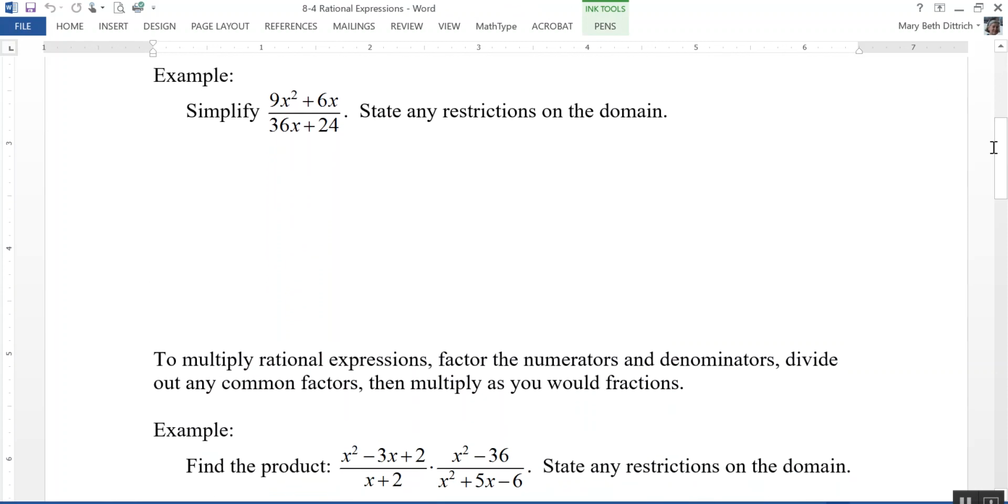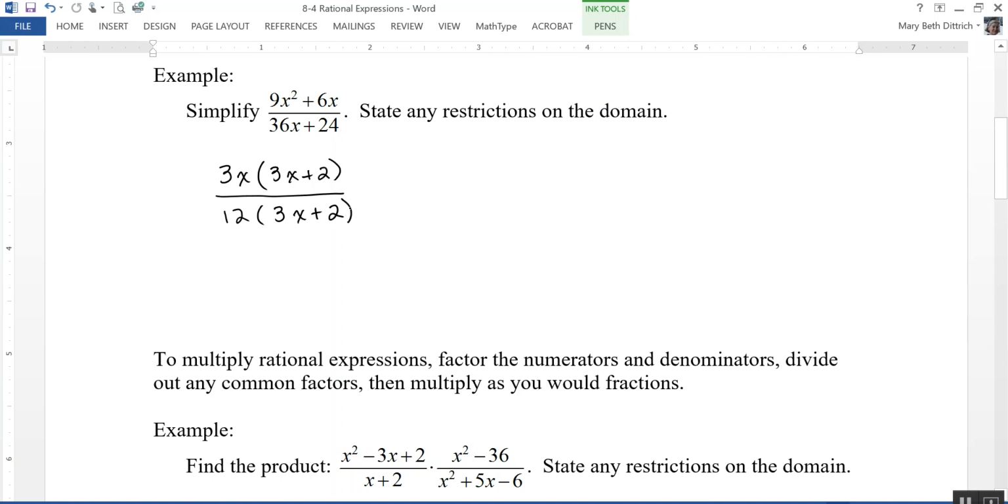Here I need to simplify 9x squared plus 6x divided by 36x plus 24 and state any restrictions on the domain. So the first thing I need to do is factor both the numerator and the denominator. In this case, I can take a greatest common factor out of each. On the top, I'm going to take out a 3x, and that leaves me with 3x plus 2. And in the denominator, I can take out a 12, and that's going to leave me with a 3x plus 2.